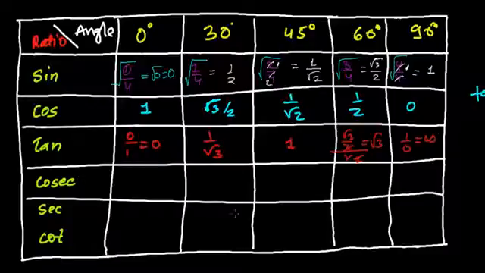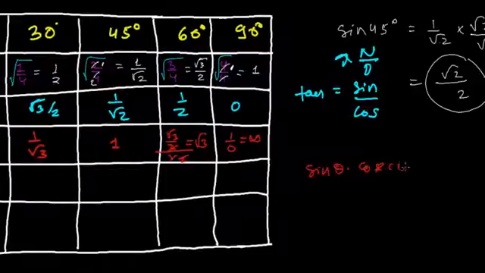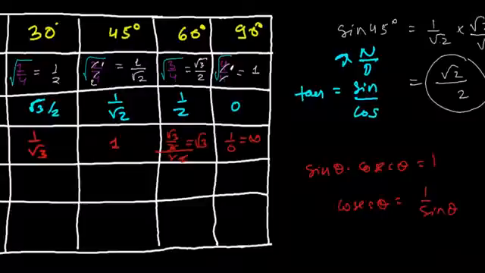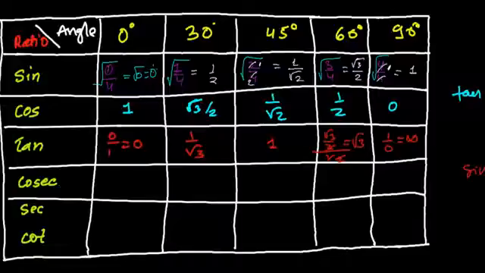Cosecant, we know that very well: sine theta times cosec theta equals 1. So cosec theta is going to be 1 over sine theta. You just write the reciprocal of that. So cosec is just the reciprocal of sine. Since sine is 0, it is 1 over 0, and that's again an undetermined value.